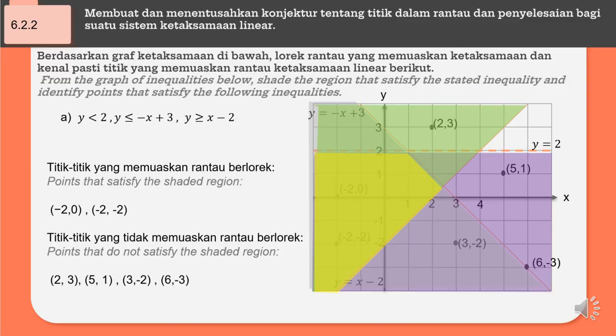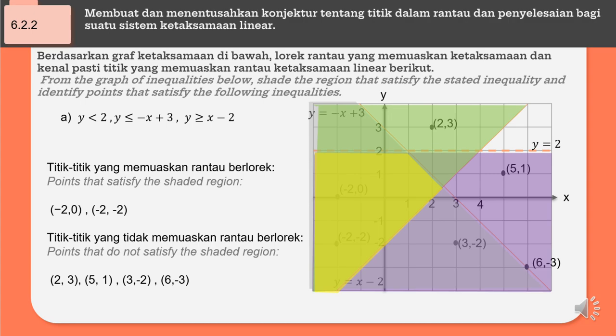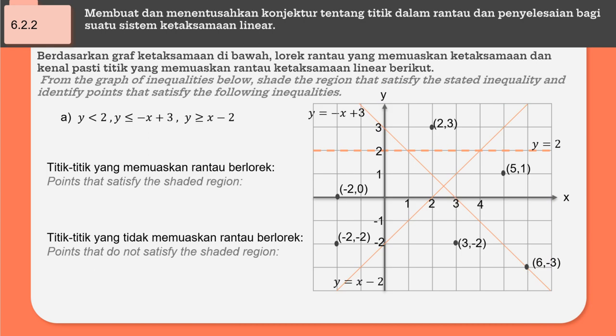Alright, so here we need to look at 6.2.2. Here we need to validate the conjecture, same as 6.1, but 6.2 is about the points in the region for this system of inequality. The first one: from the graph of inequalities below, shade the region that satisfies the stated inequality and identify points that satisfy the following inequality.